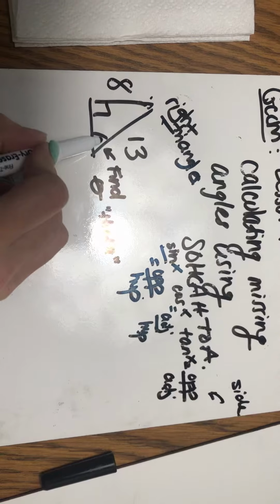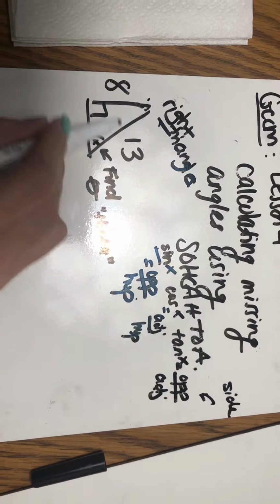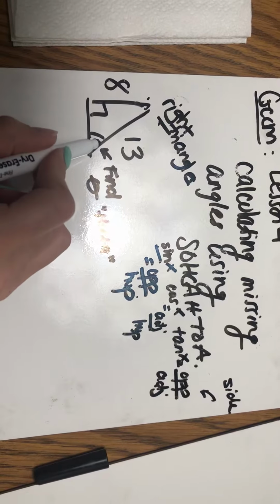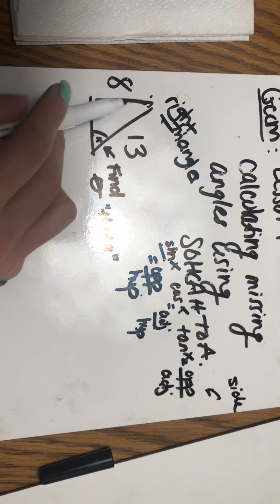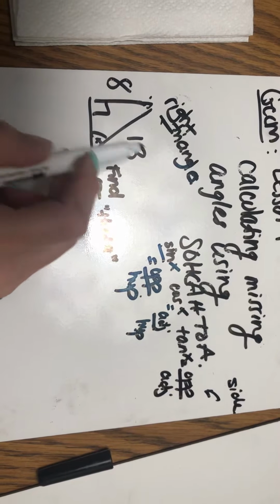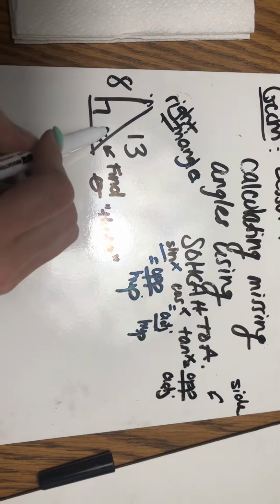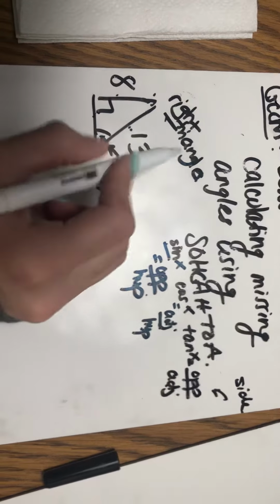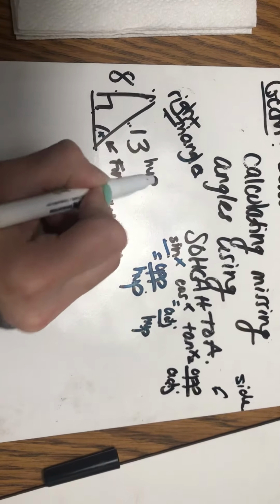So let's say here's my angle x. Here's my right triangle. If I want to find this angle, I need to figure out what's related to this angle. Where are the sides? What are they giving me here? I know these are both my legs, and this is my hypotenuse, okay?